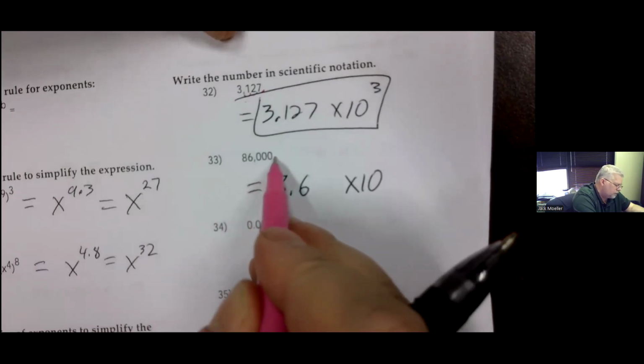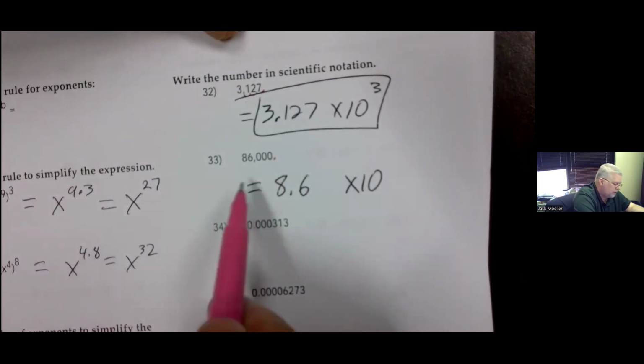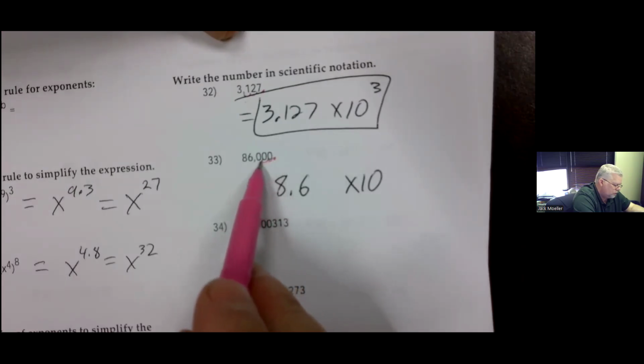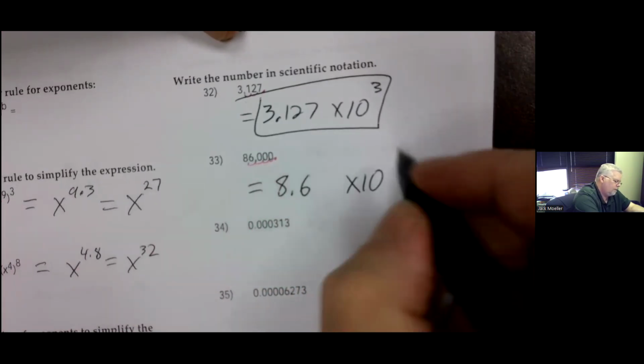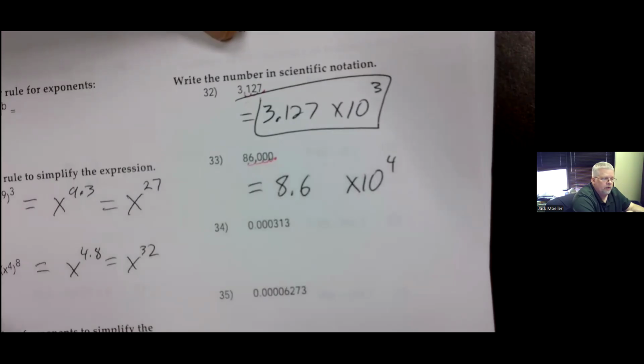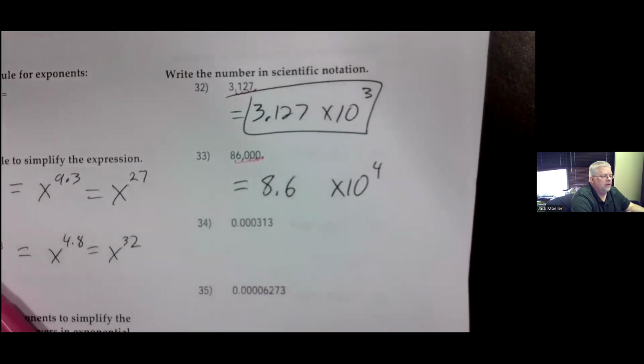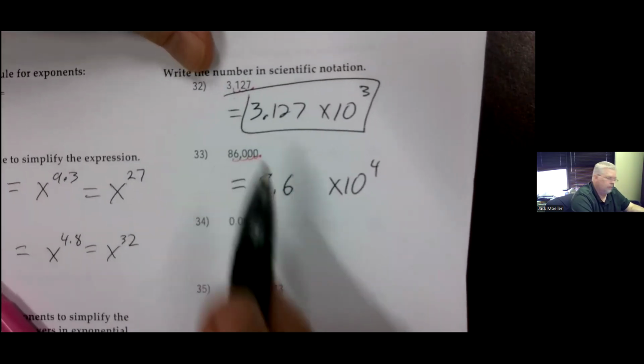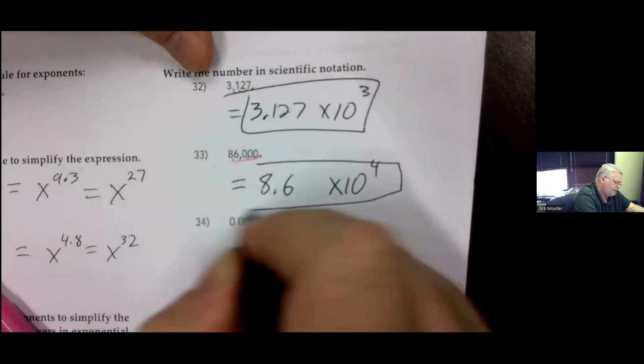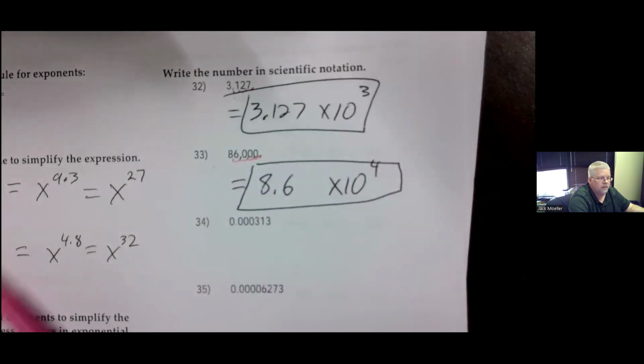Well, our decimal started there. So how many places do we move it? 1, 2, 3. Is that a positive 4 or negative 4? It is a positive 4 because we're dealing with a large number. So 8.6 times 10 to the 4th.